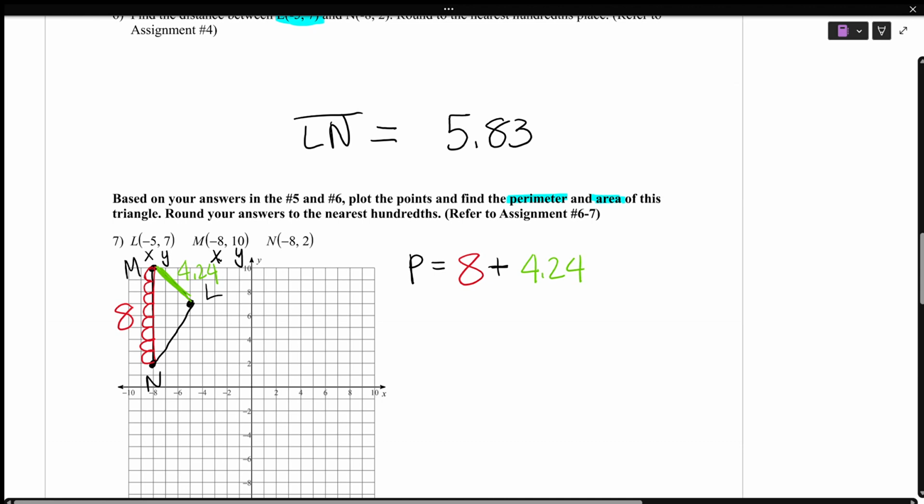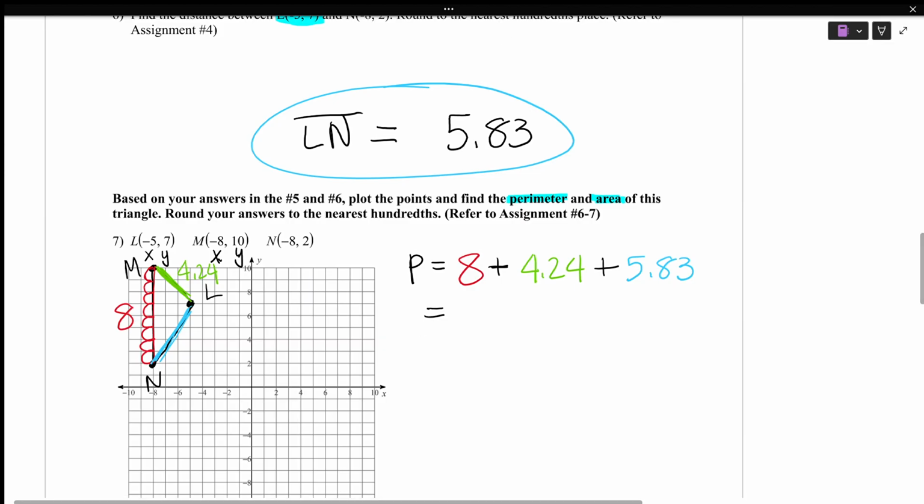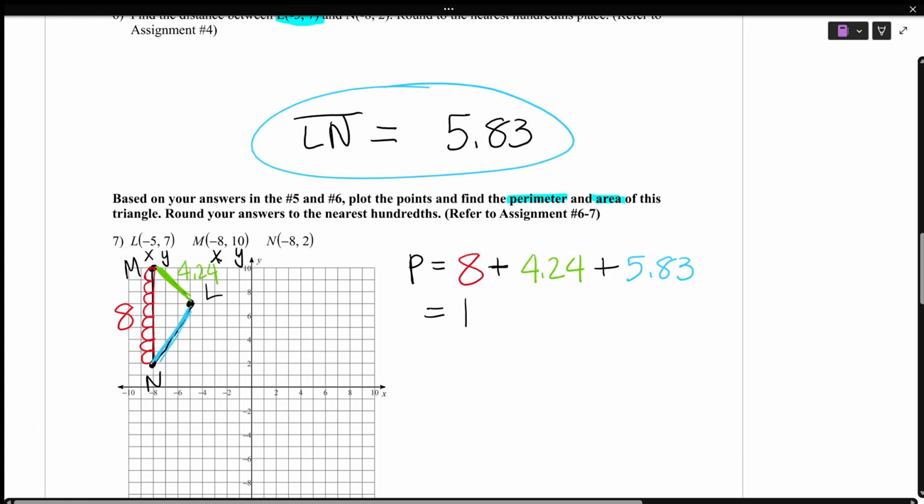plus another one, LN, and that's our answer when you finished number 6 for LN. So 5.83. And just add them all up. So that should be 17. Oh, sorry, actually. This is 5.83. I'm going to shorten the video as much as I can. So there you go. Sorry, 18.07 should be your final answer.